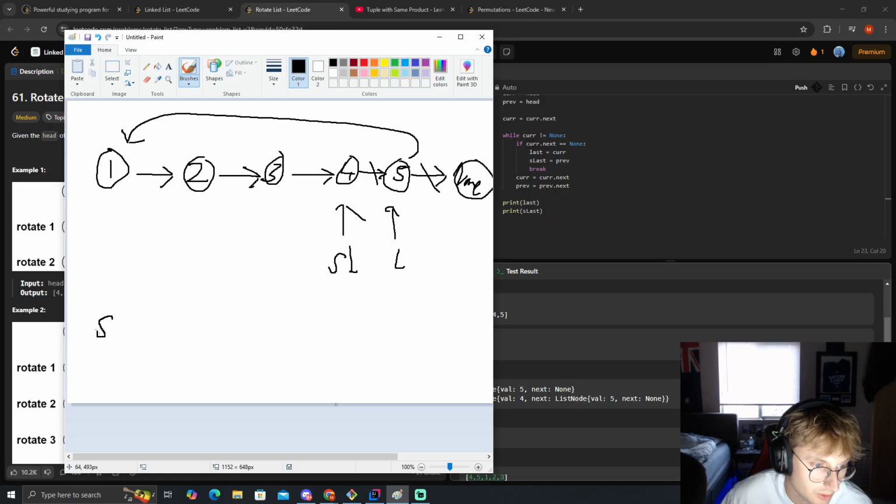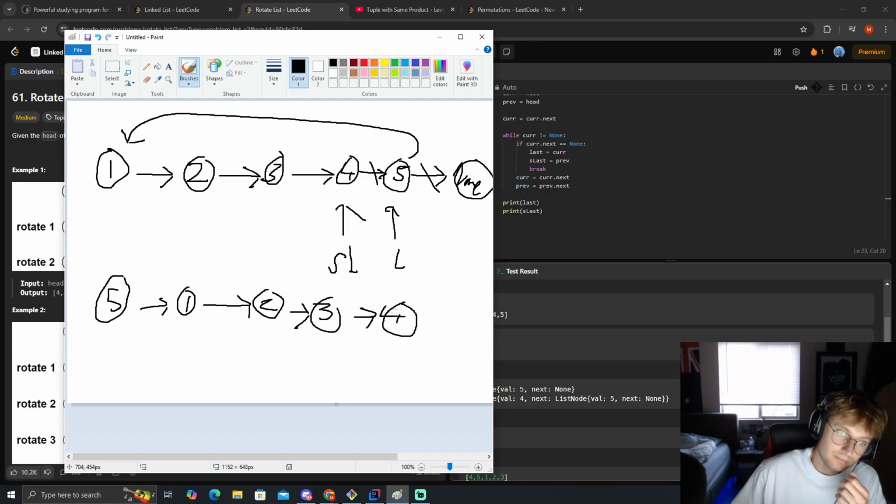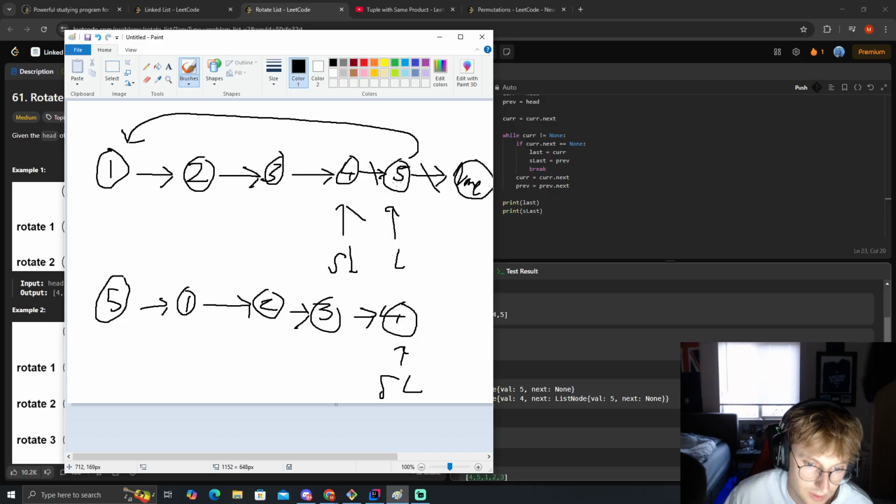So then our new pointer would look 5, 1, 5, 1, 2, 3, and 4. Right? And this would still be pointing to S last. This would be pointing to last. Right? And then this would be our head. In this case, this is our head.